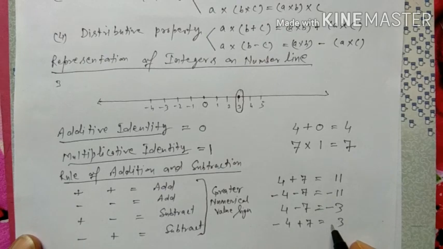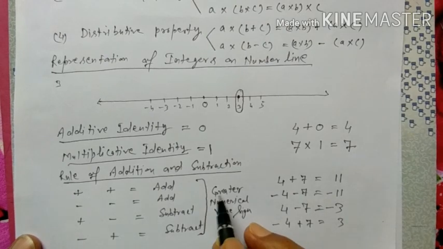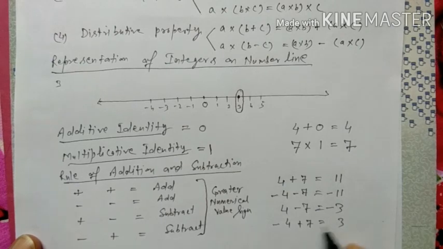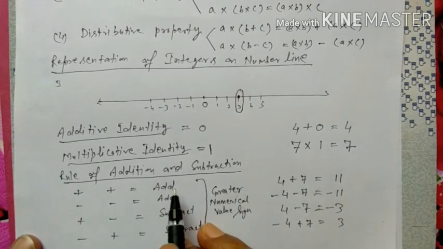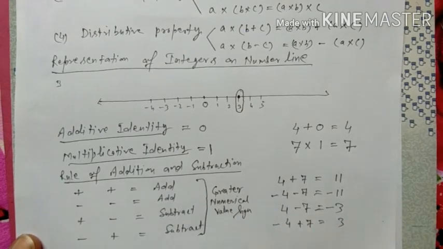Fourth example, when minus 4 and plus 7, you subtract, you will get 3. Then what will be the sign here? The greater numerical value sign. Numerically greater is 7 and the sign before 7 is plus, so you can write plus here, or it reads as plus 3. So this is the rule of addition and subtraction.